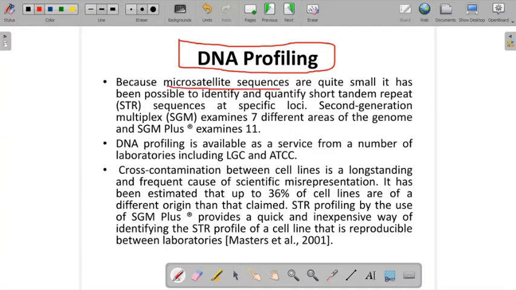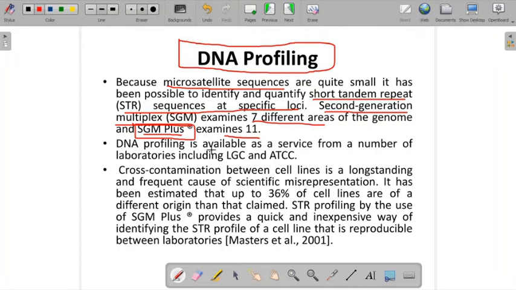Such variations we can quantify, because microsatellite sequences are quite small, and it has been possible to identify and quantify short tandem repeat sequences at specific loci, short tandem repeats, STR, at specific loci. So second generation multiplex, SGM, is a sort of microsatellite sequencing machinery, which examines 7 different areas of the genome, and SGM plus examines 11. Applied Biosystems gives us such machinery, called the SGM, second generation multiplex system.